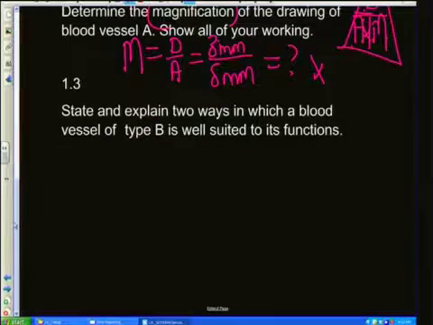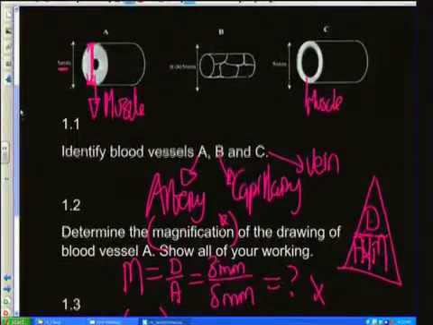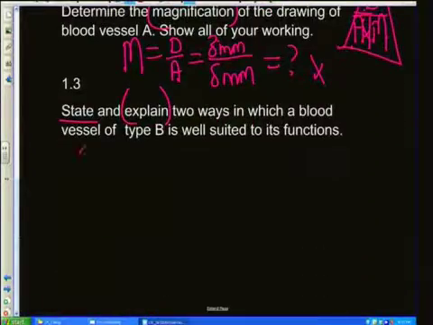Now, this question is quite important. It says, state and explain. Not just state. State, so give a reason, and explain 2 ways in which a blood vessel of type B is well suited to its functions. Okay, so it's a capillary.